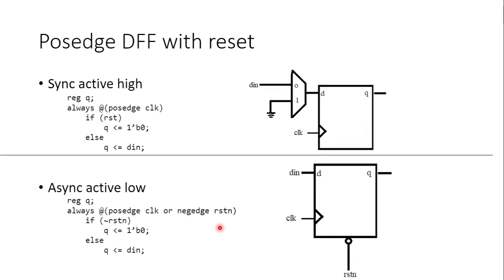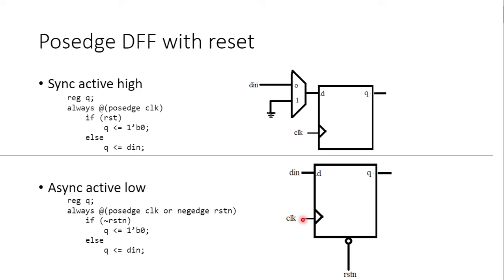Now let us take another Verilog code example of D flip-flop with the reset. We can have two types of reset, that is synchronous reset and asynchronous reset. And again we can also have a category of active high reset and active low reset. Out of the four combinations, I'll talk about two of them, which is synchronous active high reset and asynchronous active low reset.